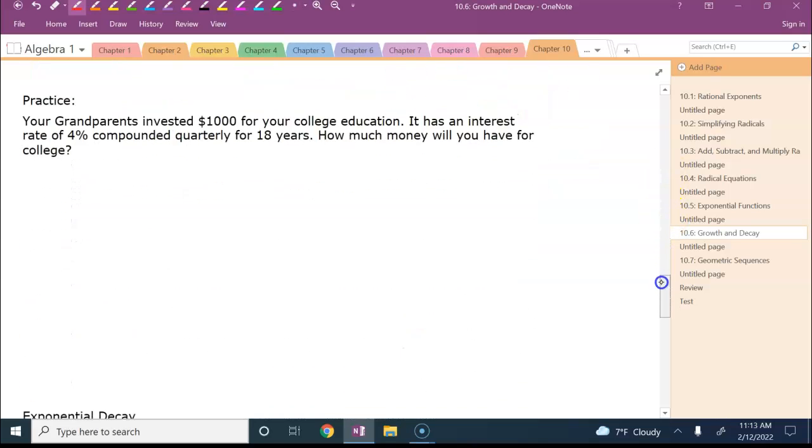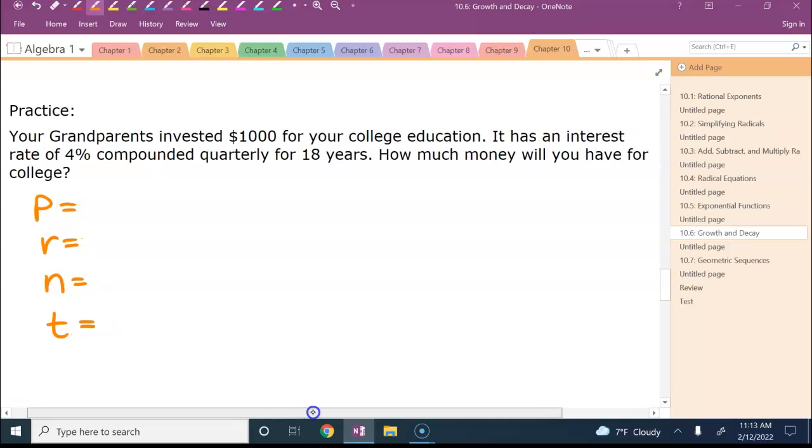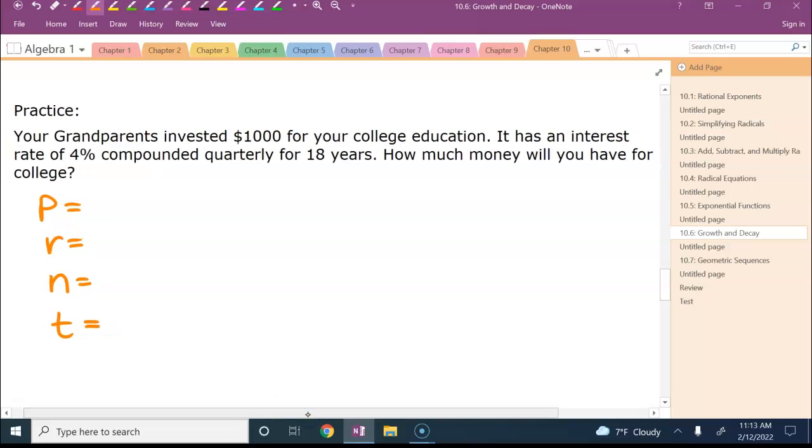So I want you guys to try to do this example. So read through, identify those things, your principal amount, your rate, how many times did this happen in a year, and how long was the money sitting in that account for, and then go ahead and keep watching to see what the answer should have been.